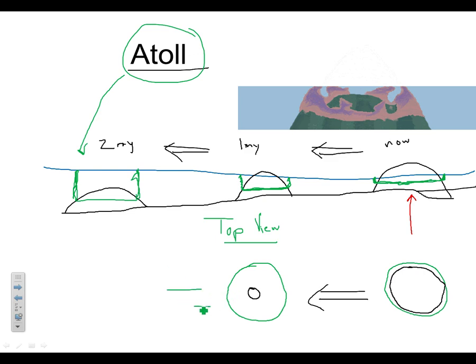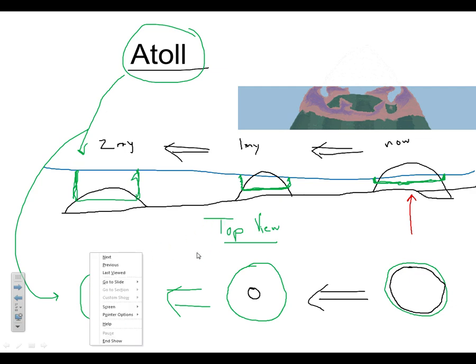And then we go to our last picture, and now we're not going to have an island at all. We're just going to have our ring of coral. Okay, and that's our atoll. So if you want to get your definition before I show you some pictures, the atoll is a ring-shaped island made of coral formed as the volcano submerges.